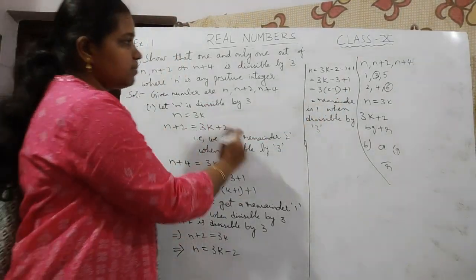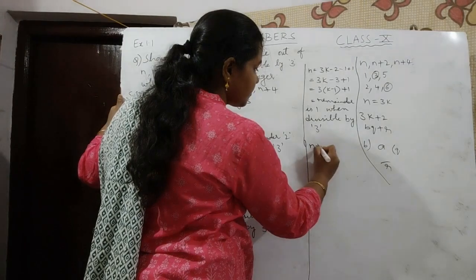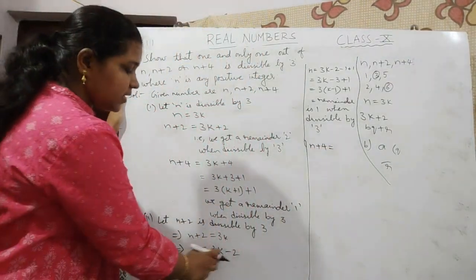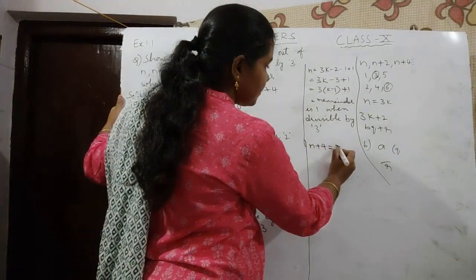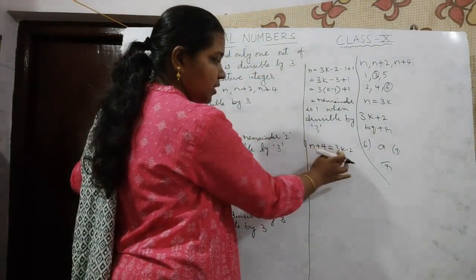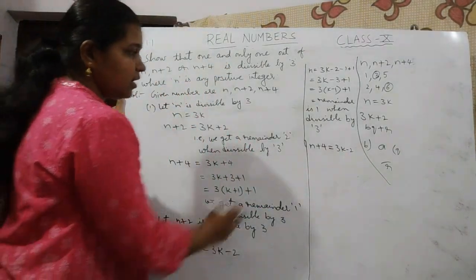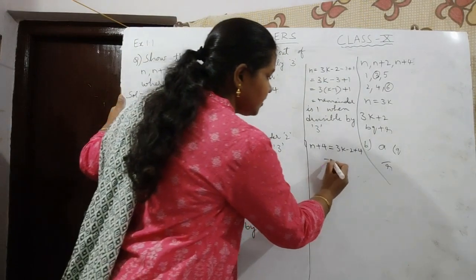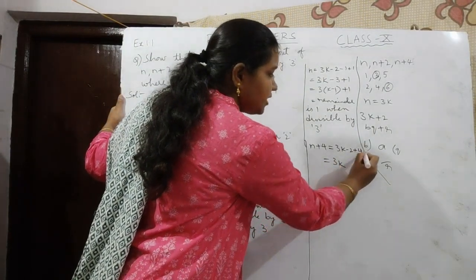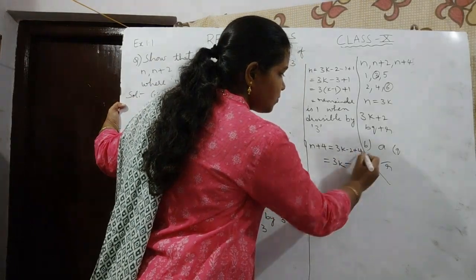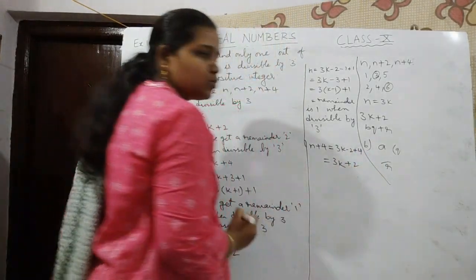Then I have to check for n plus 4. What will happen to n plus 4? What is n? 3k minus 2. In place of n I am writing 3k minus 2 from here, and plus 4 I am writing as it is. So what am I getting? 3k minus 2 plus 4. Minus 2 plus 4 is plus 2.